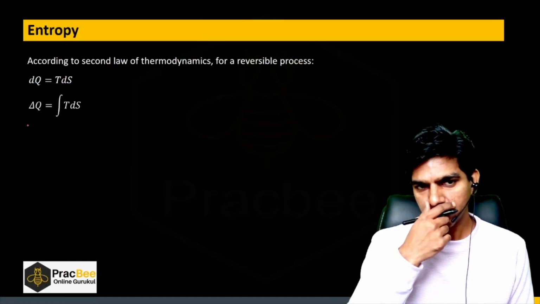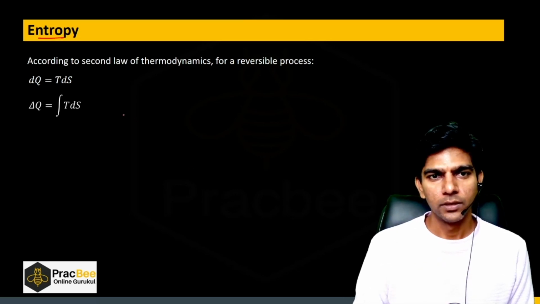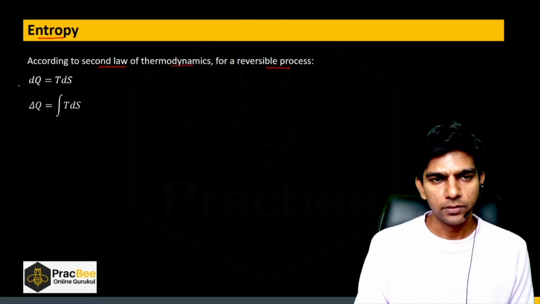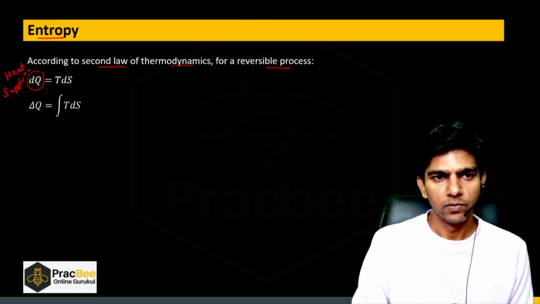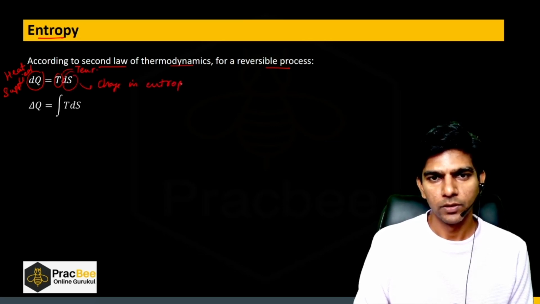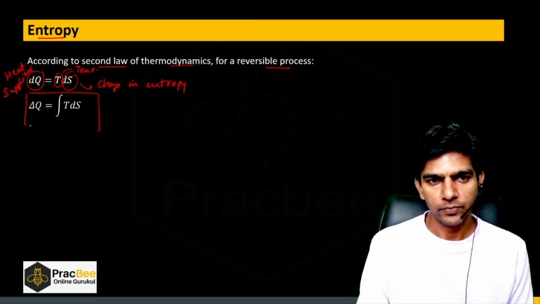Now this is the last concept of this one shot, which is entropy. According to the second law of thermodynamics, for a reversible process, the heat supplied is nothing but T times dS, where dQ is heat supplied, T is the temperature, and dS is the change in entropy. So by using this relation, we can find the heat supplied by taking the integration of T dS.